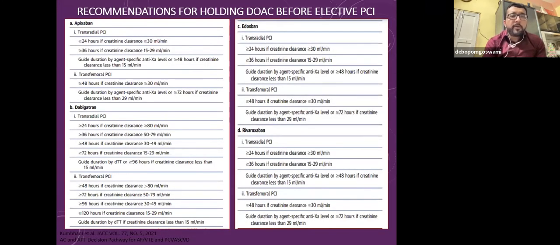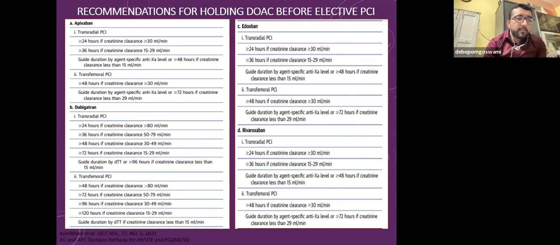Now, these are the recommendations for holding of the direct acting oral anticoagulants before elective PCI. If we take apixaban into consideration, if it's a transradial PCI, it's 24 hours if the creatinine clearance is more than 30, and 36 hours if the creatinine clearance is 15 to 29 ml per minute. If it is a transfemoral PCI, we usually stop it before 48 hours if the creatinine clearance is normal.